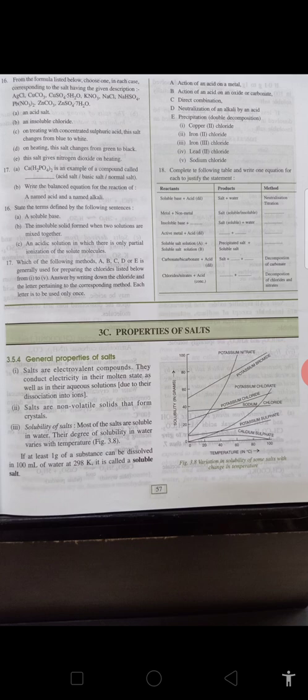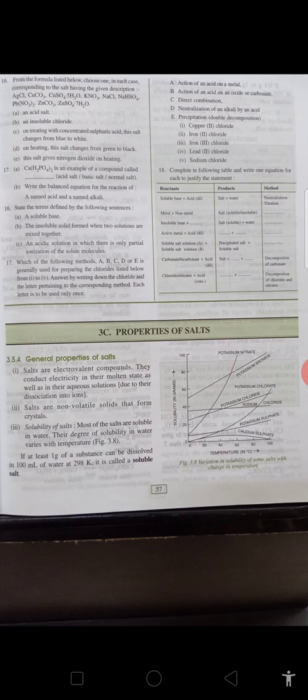So children, general properties of salts are that salts are electrovalent compounds and they conduct electricity in their molten state as well as in their aqueous state due to their dissociation into ions. Now children, salts are non-volatile solids and can form crystals.